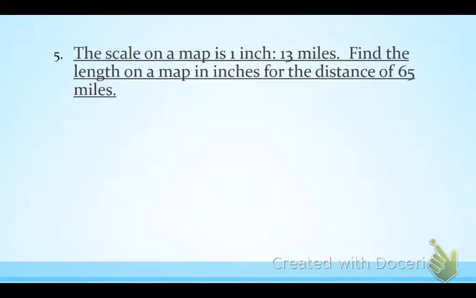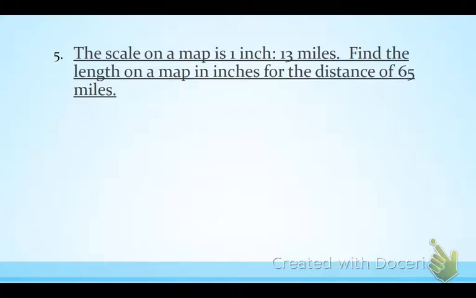Number 5 says the scale on a map is 1 inch to 13 miles. Imagine, how many of you have seen a map of Jacksonville or of the world or something? In this case, this is probably something smaller, like a city. So 1 inch, think about it, one little tiny inch represents 13 miles of the city. Find the length on the map in inches for the distance of how long 65 miles would be.